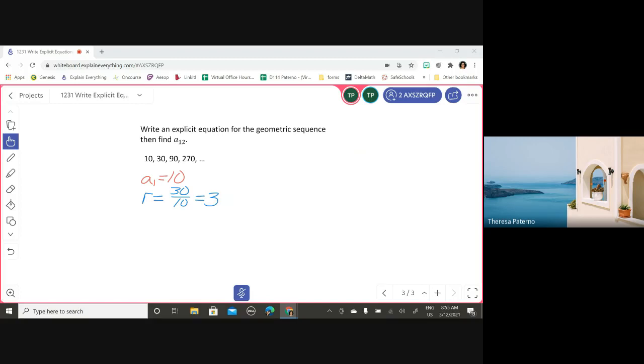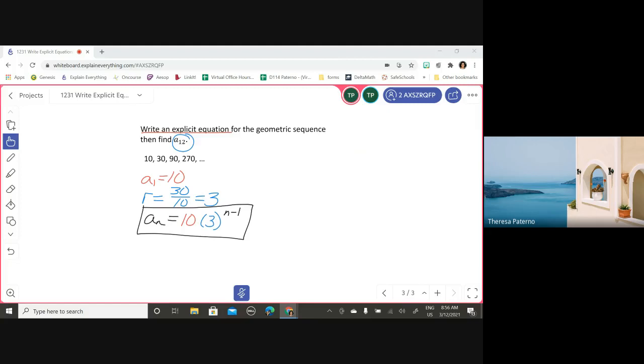So now I'm ready to write my exponential equation, or maybe I should say the explicit equation for this geometric sequence. That's a sub n equals a sub 1, which is 10, times the common ratio, which is 3, to the power of n minus 1. Put a block around this because this is the first part of your answer. You're asked to do two things. You're asked to first write the explicit equation, and that's what I just did. The second thing we're being asked to do is to find a sub 12, our 12th term.